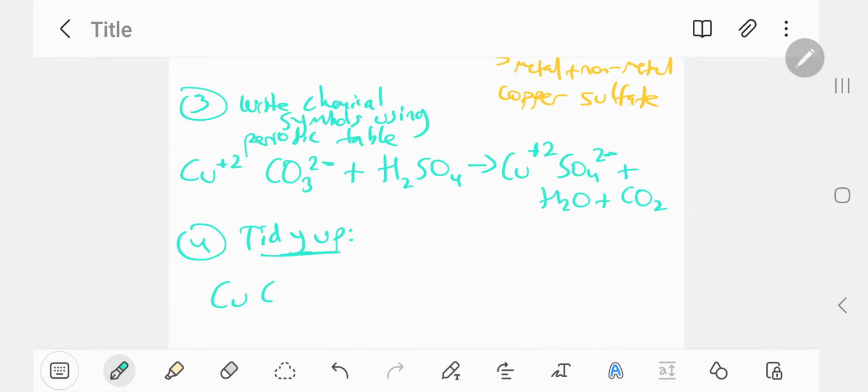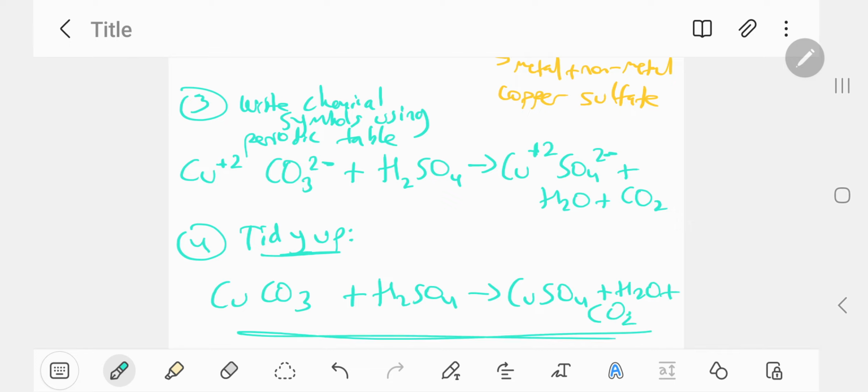The Cu, CO3, combine them. You don't bring down the 2's because they cancel out. +2, -2. Plus H2SO4 makes CuSO4. The 2's don't come down, they cancel. Plus H2O plus CO2, and that's it. Copper carbonate plus sulfuric acid gives you copper sulfate plus water plus carbon dioxide.